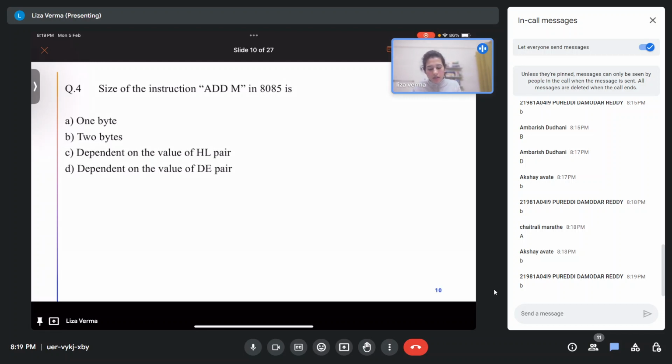M is the HL pair, we know, but it points to the address from where the data is to be retrieved.